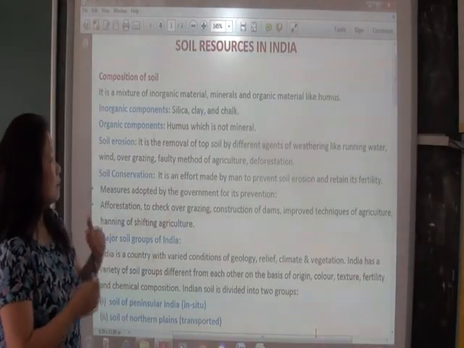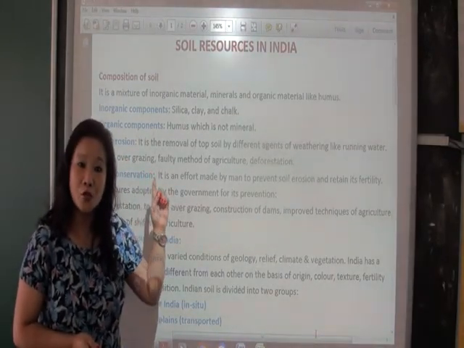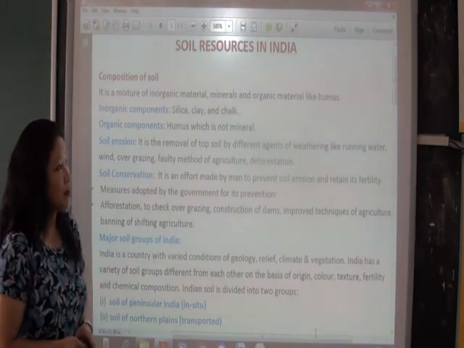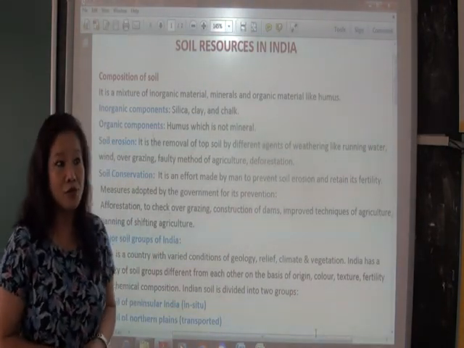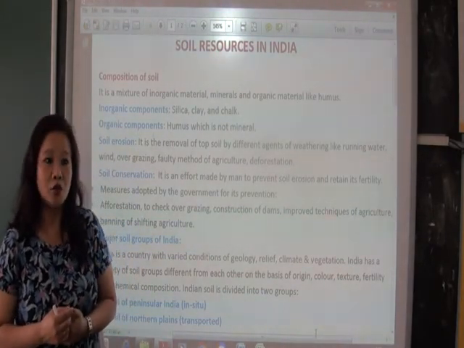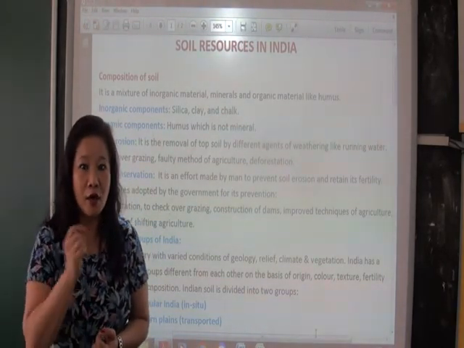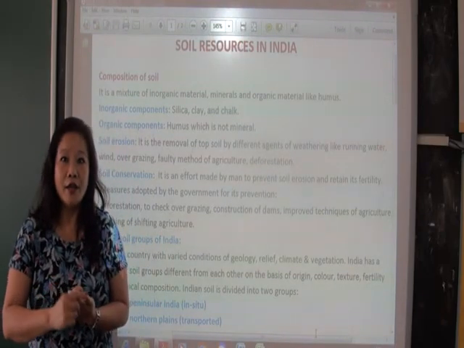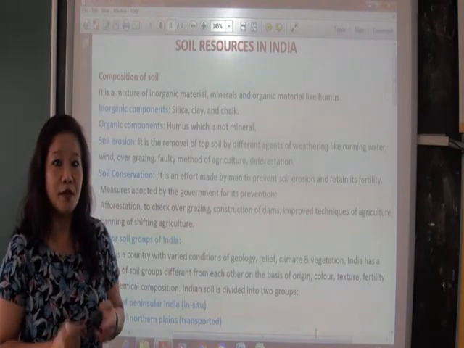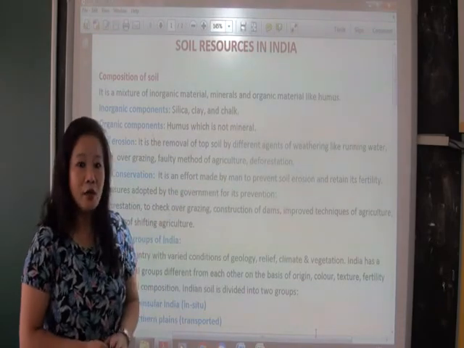So I'm going to discuss this. The first important thing is you have to know what soil erosion is. It is the removal of the topsoil by different agents of weathering like running water. Running water is one factor responsible for soil erosion, and in your textbooks you just need to put a tick mark against it or underline it. Under running water, we have three forms: gully erosion, sheet erosion and splash erosion, right? These are the three different forms of erosion caused by running water.